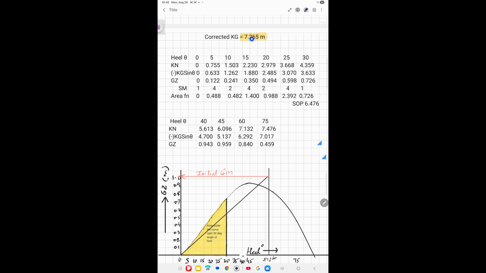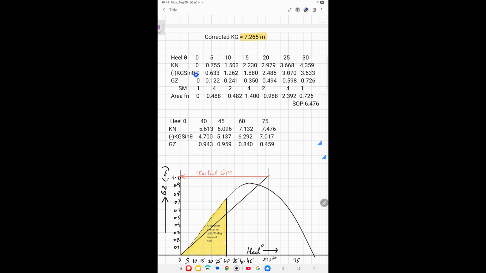So using those tables, I first write down all the angles of heel here: 0, 5, 10, 15, 20, 25, 30. And as I showed you, after interpolation of Kn values from those tables for various angles of heel, we write here, under the angle of heel, the Kn value for that angle of heel.